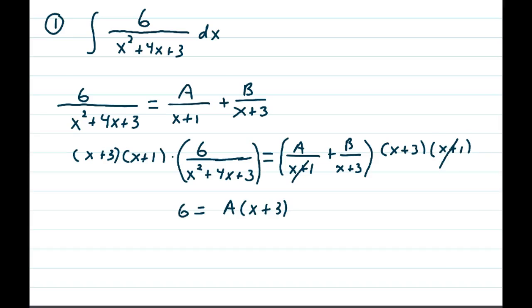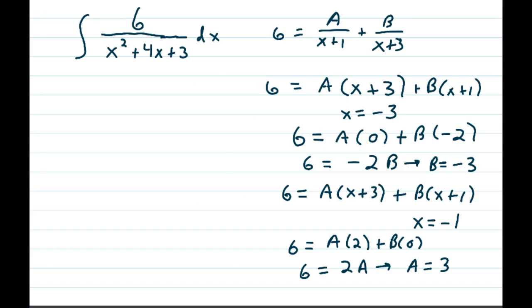So on the left, the denominator crosses out with the x plus 3 and x plus 1 to get 6. Now on the right, we have to distribute the x plus 3, x plus 1 into the two fractions. So in this illustration, you see that the x plus 1's cross out. So what it leaves is A times x plus 3. Then crossing out the x plus 3's, A is left with x plus 3, and B is left with x plus 1. And now we're going to take that 6 is equal to A times x plus 3 plus B times x plus 1 and find what A and B are.